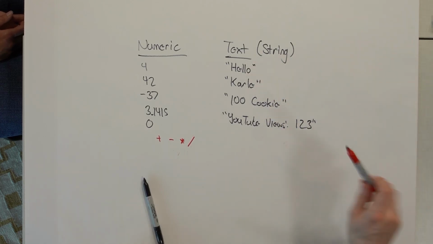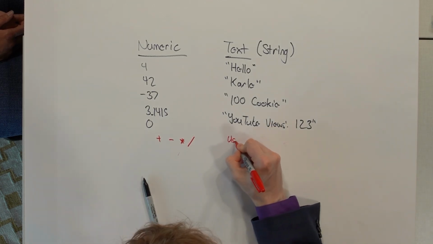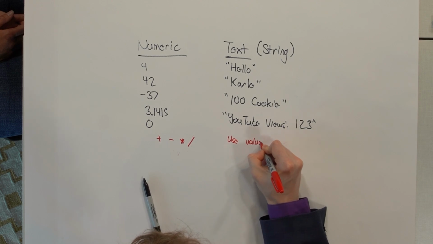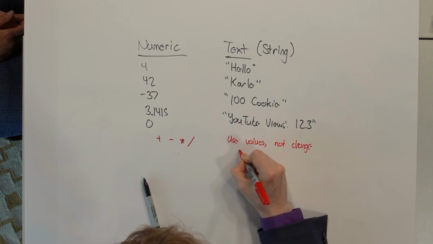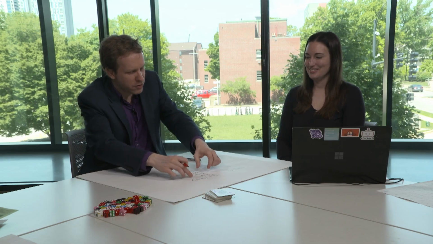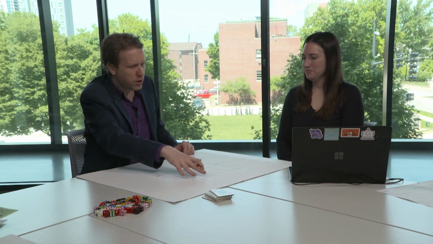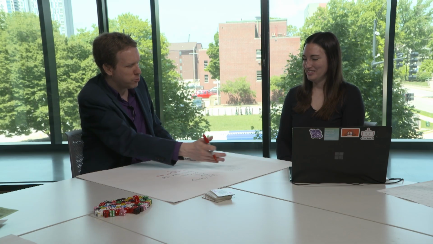The way we're going to work with strings is generally we're going to use their values and not change a string. So we generally treat strings as constants, though you can add them together and basically have hello plus Carly being hello Carly, and that's an operation called concatenation. But we're not commonly adding strings together like we'll be adding numbers together.